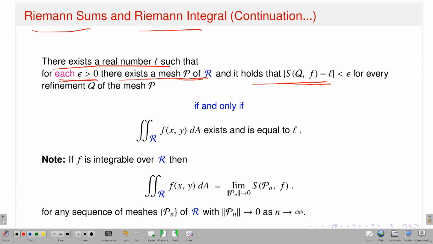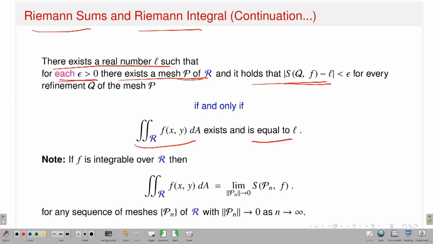So that means if L satisfies these properties, whatever epsilon I take, that will give one partition such that if I take any other finer partition of my given partition P, the distance between the Riemann sum corresponding to the refinement partition Q and L is less than epsilon. If this is the case, then I will say that my Riemann double integral exists and the value is exactly equal to L. Okay. So, that is one.